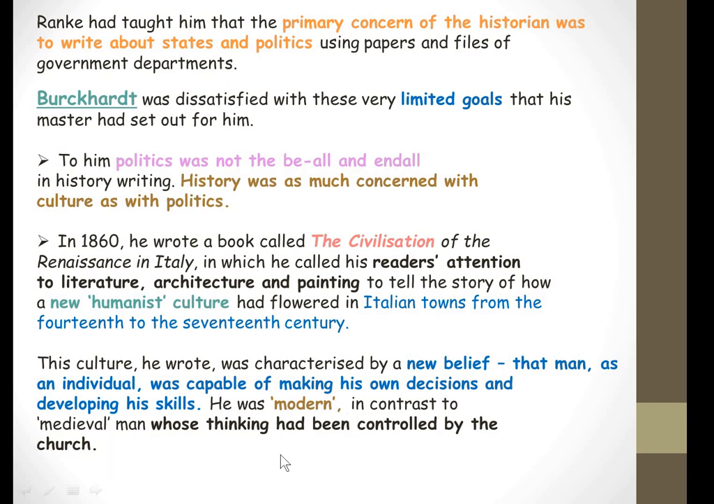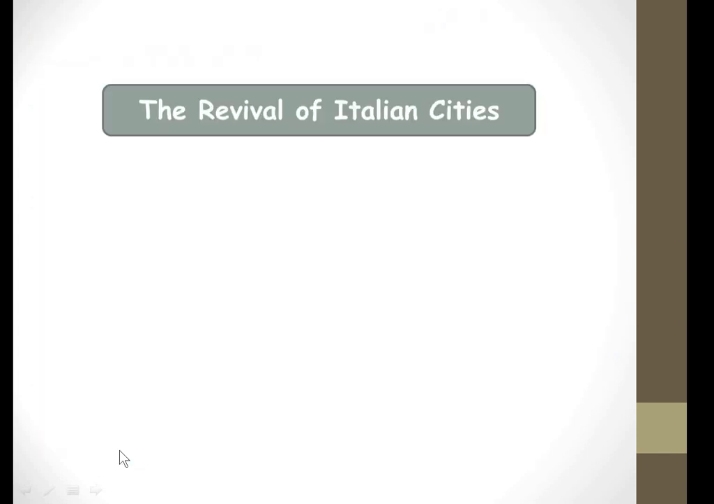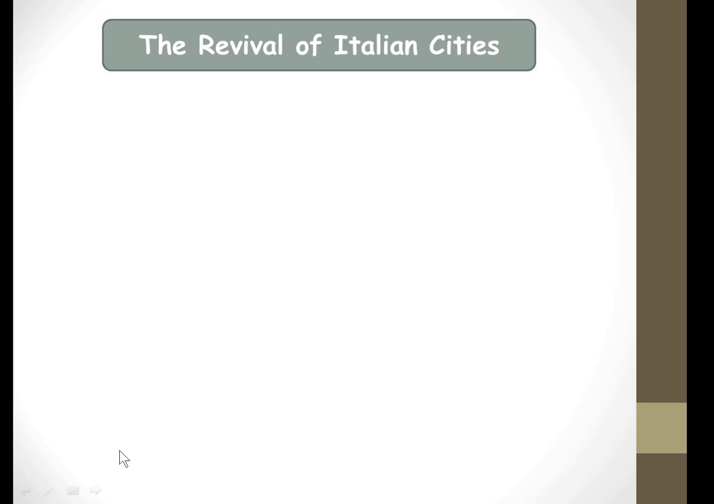And this kind of thinking was always controlled by the church. The difference between these two, the kind of differentiation, was controlled by the church. The revival of Italian cities: how the Italian cities revived. What was the great change?